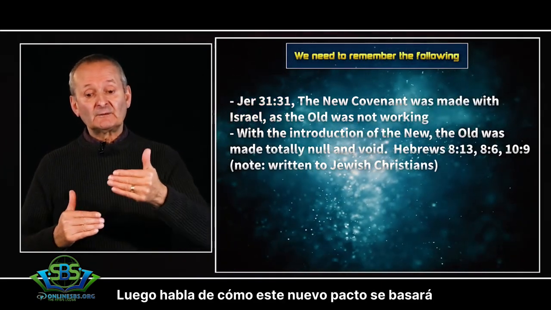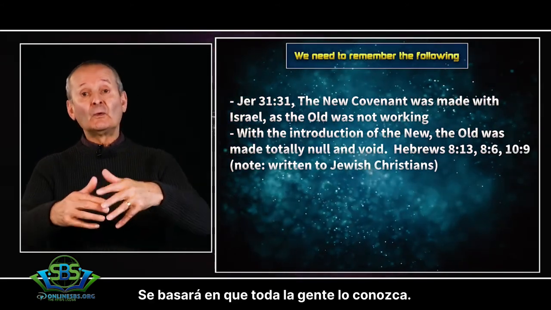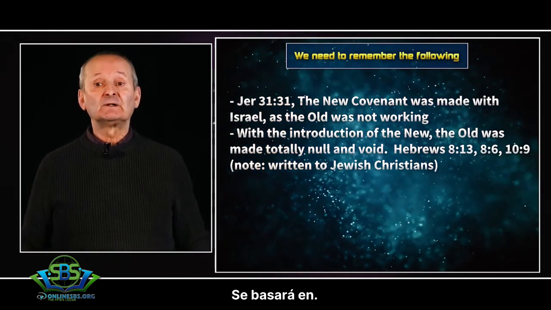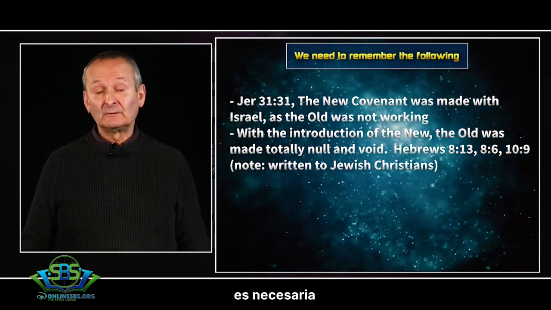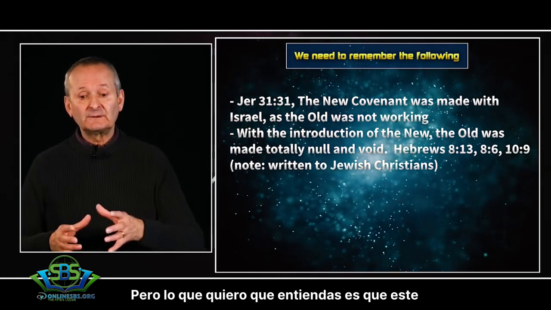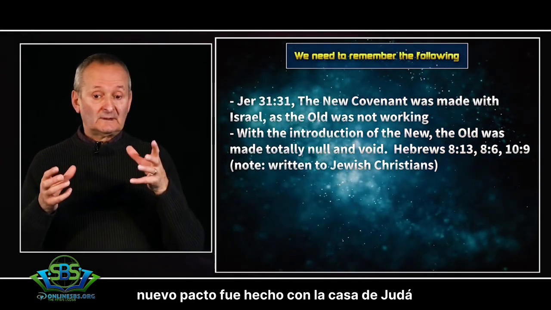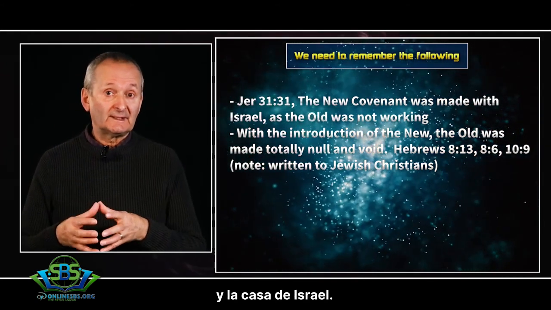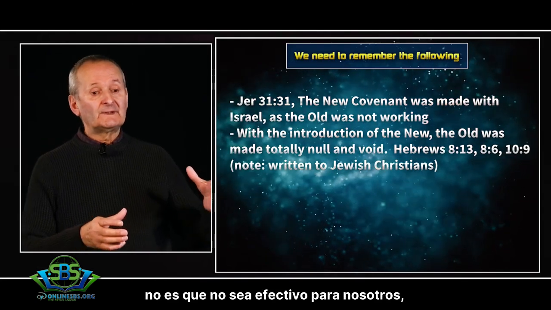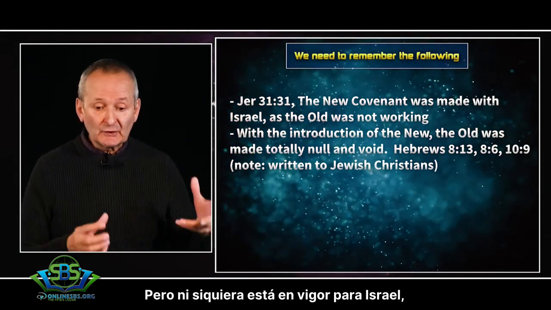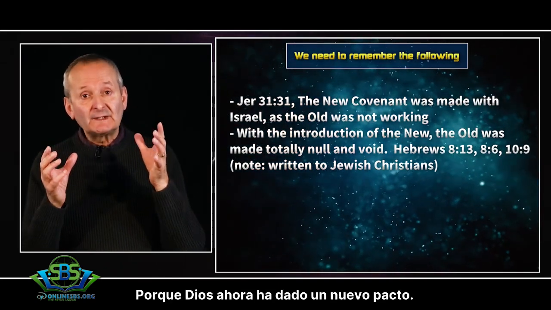And then he talks about how this new covenant is going to be based on forgiveness. It's going to be based on all of people knowing him. It's going to be based on the foundation of him remembering sins and misdeeds no more. It's a marvelous covenant. But what I want you to understand is that this new covenant was made with the house of Judah and the house of Israel. So this covenant we have in Sinai, it's not that it's not in force for us, but it's not even in force for Israel, because God has now introduced a new covenant.